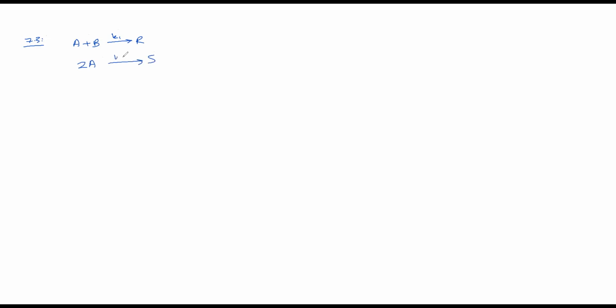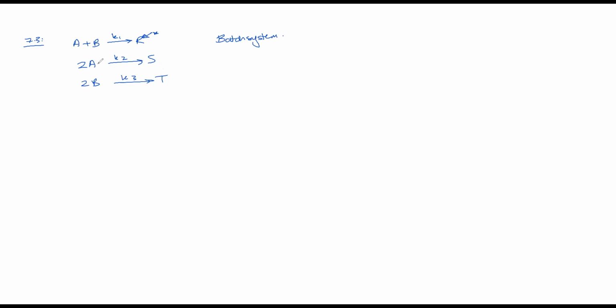Let's move on to number 7.3. In 7.3, I have 3 reactions in this case. I have A plus B going to R, I'm going to write K1. I have 2A going to S, and I have 2B going to T, right? These are the reactions in this problem, and let me just double check. Yep, A plus B going to R, 2A going to S, 2B going to T, and you're being told that this happens in a batch system.